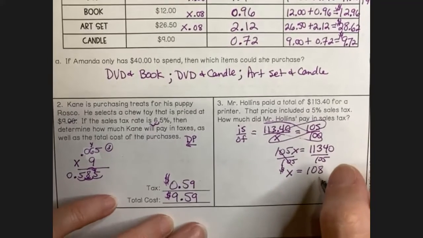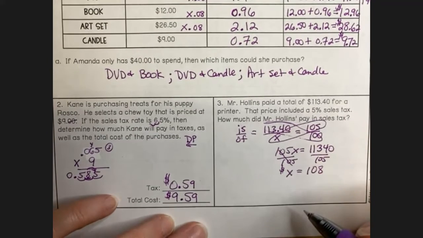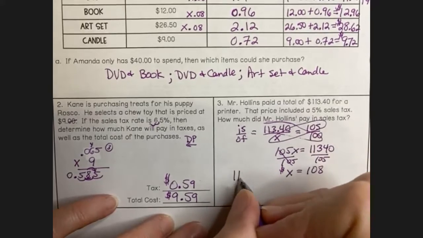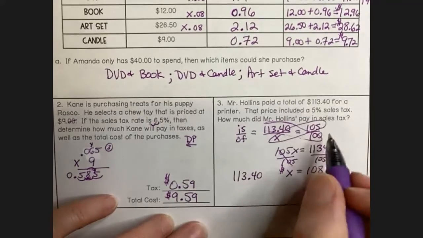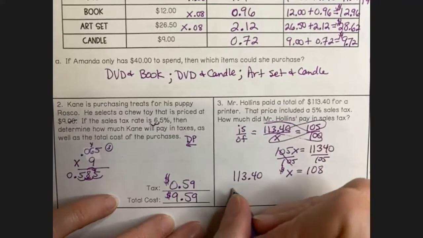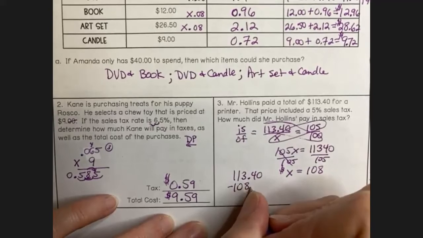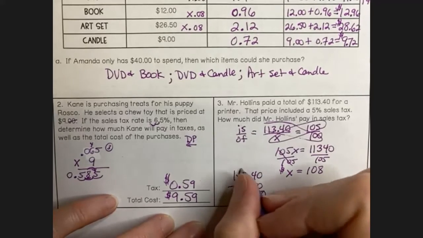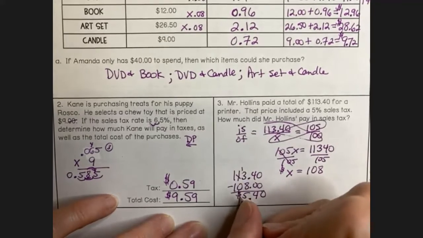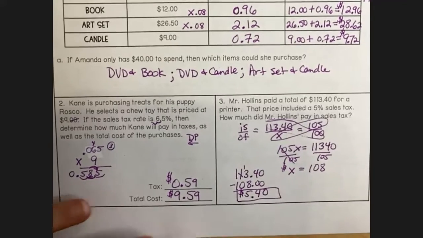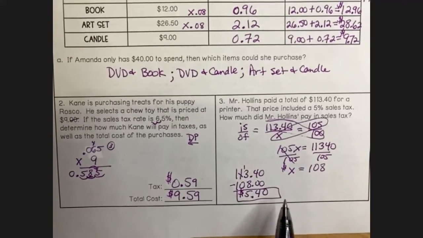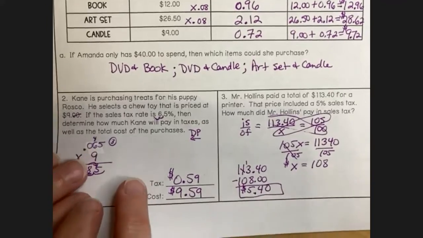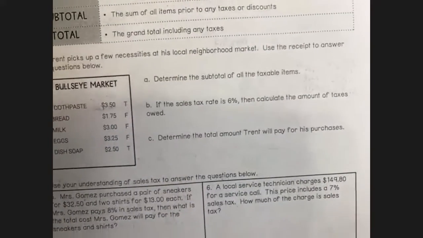And so that $108 is going to be coming off the cost of the $113.40 to get how much sales tax. So minus the discounted price here, and that's going to give us our $5.40 in tax. This is a really ugly question. You're probably not going to see something that complicated, so you'll be all right. We'll flip over to the back.